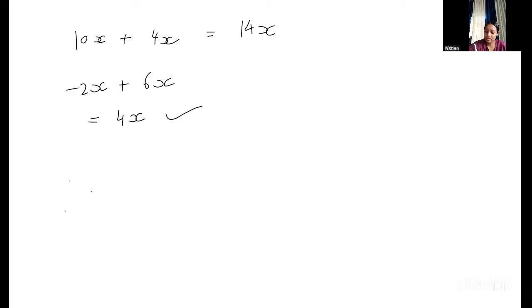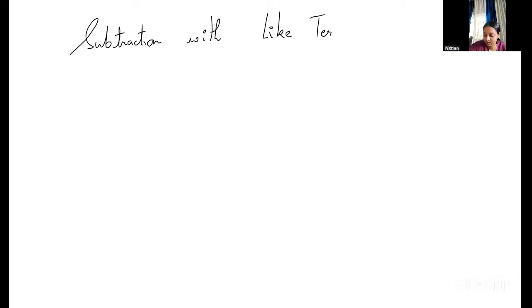Okay. Now let's try subtraction. We are going to try subtraction with like terms. This is also quite similar to what we have been doing. Can you solve this? x minus 2x.